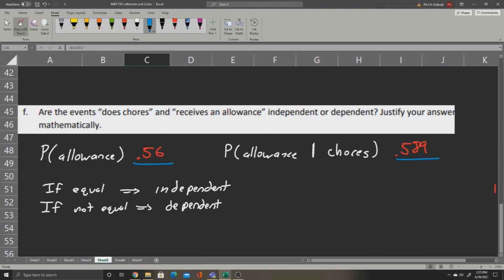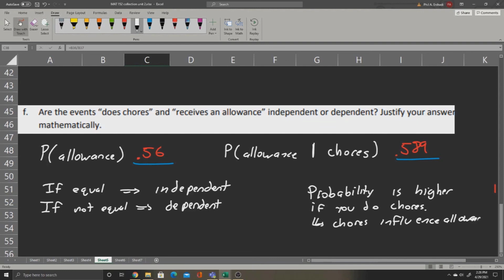Your probability of getting an allowance is 0.56, but if you also do chores, your probability increases to 0.589. This means that if you do chores, you affect the probability of getting an allowance. Therefore, we can say that doing chores will influence your gaining of an allowance. And since the chores do influence your allowance, we say that these events are dependent.